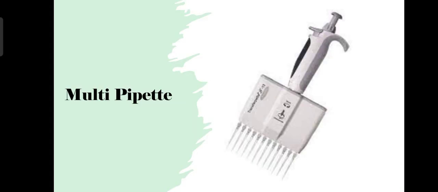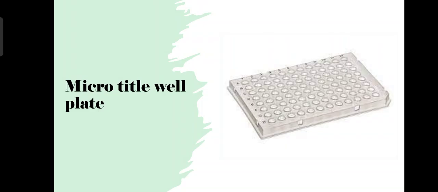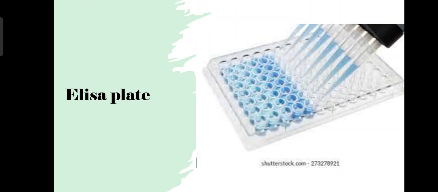Multi-pipettes, used to accurately measure and fill numerous vials of liquid at once. Microtiter well plate. Well plates are used in virology, serology, microbiology and a myriad of other life science and drug discovery laboratories. ELISA plate, used for detecting and quantifying soluble substances such as peptides, proteins, antibodies and hormones.